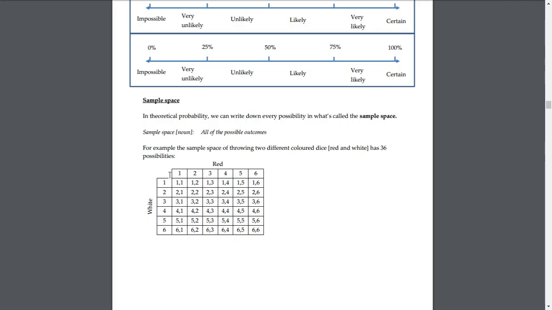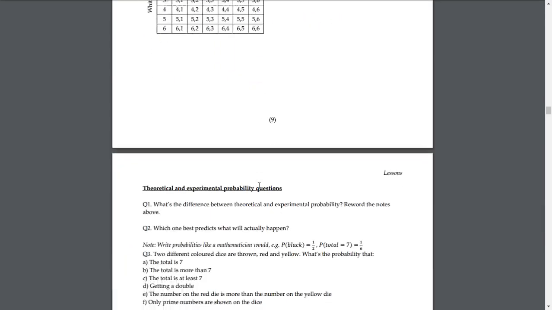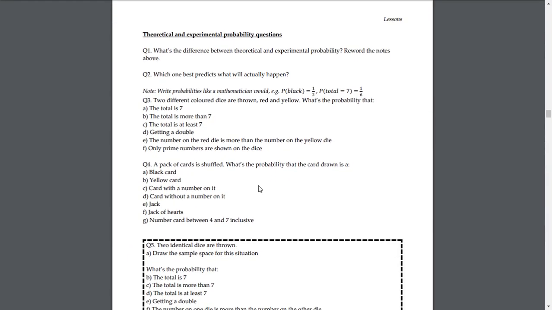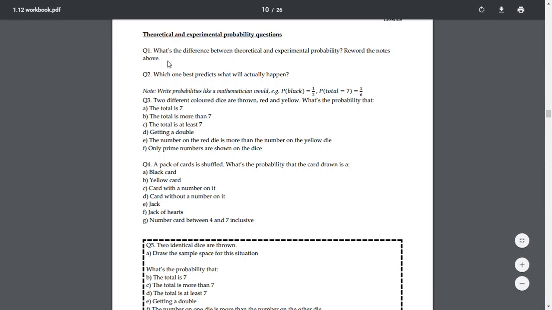And because this is a rectangle, we can work out the area of that rectangle by multiplying the side lengths. So 6 down that side and 6 down that side gives you 36. An area of 36 inside there, which is the total sample space. On page 10, there's questions for this lesson. Question 1 gets you to reword what we've said and written above, and question 2 gets you to compare theoretical and experimental probabilities.